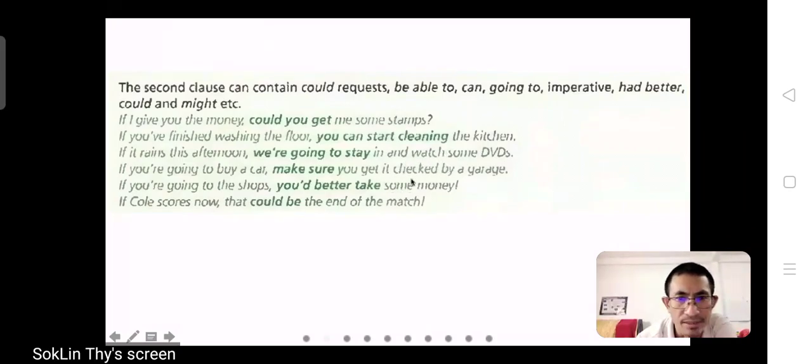Yeah, it's done. Okay, another example: if you are going to the shop, you better take some money.